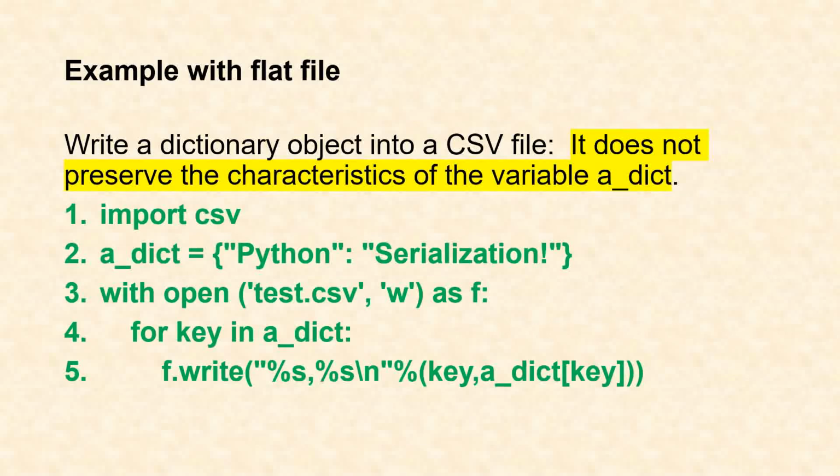If we do it using Python, then first we have to import the CSV module, then assign a dictionary, Python: serialization, to the variable a_dic, then open a CSV file test.csv in write mode and assign it to a handler f. Then one by one write the entire content of the dictionary in the flat file test.csv. Here I have used a for loop to store the key and value pair of the dictionary in the file.